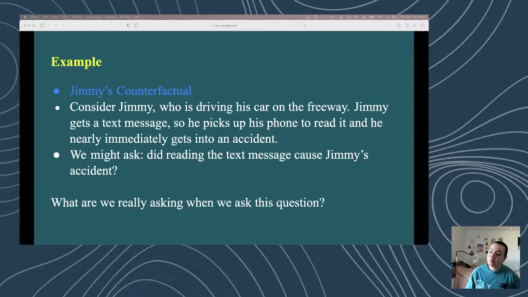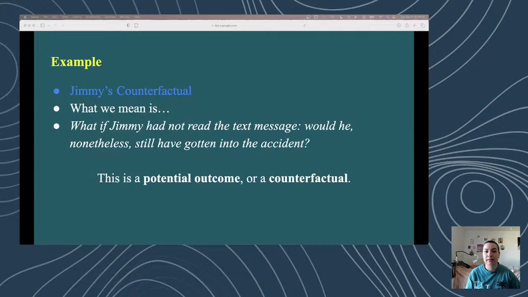In line with how we just phrased our inquiry about the man's depression, what are we really asking when we ask this question? What we're really asking is, what if Jimmy hadn't read the text message? Would he nonetheless still have gotten into the accident? Now, can we know this? We only have the one true universe where he did read the text message and did get into the accident.